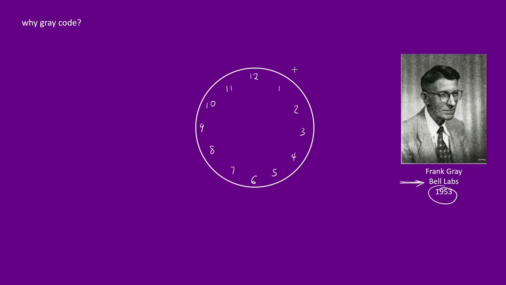But if we were to convert this to binary, this would be 001, 010, 011, 100, 101, 110, 111, 1000, and going on this way to complete the clock. Like I said, in decimal, 2 is after 1, 3 is after 2, 4 is after 3, like so.